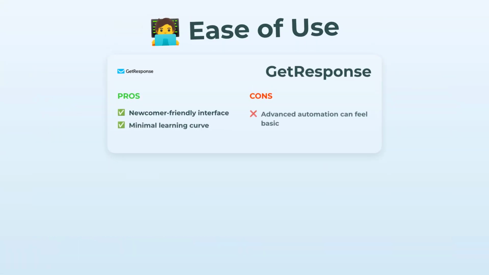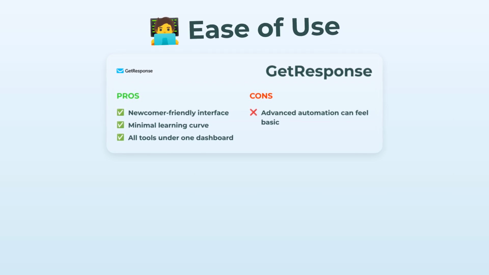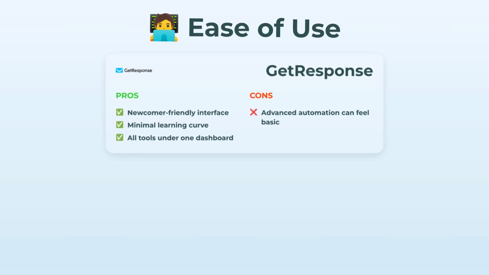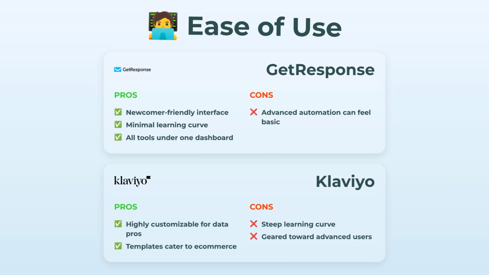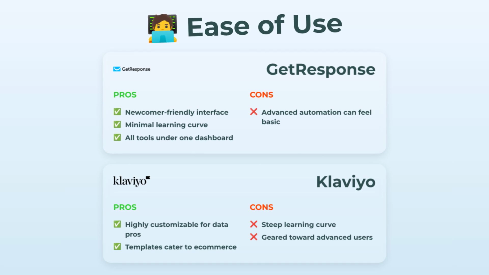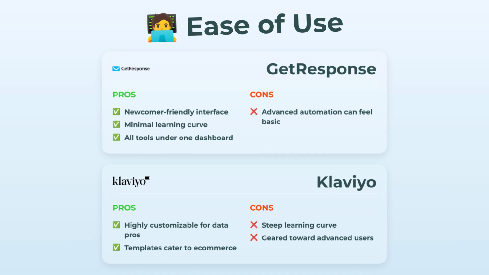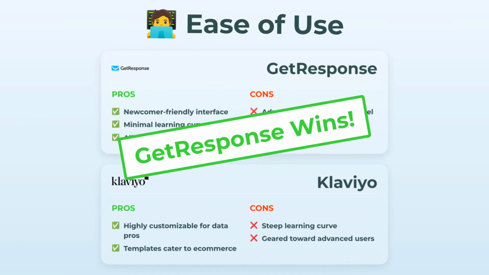Ease of use. GetResponse is honestly a breath of fresh air. You jump in and it's all laid out for you. Dashboard's simple, everything's grouped up, and the learning curve is basically flat. But if you want to build advanced automations, it may feel a bit bare bones. Klaviyo flips the script. It's geared for advanced users and data nerds. Tons of templates for e-commerce, but hope you're ready to read some help docs. The learning curve is definitely steeper. So if easy and fast is what you're after, GetResponse wins here.